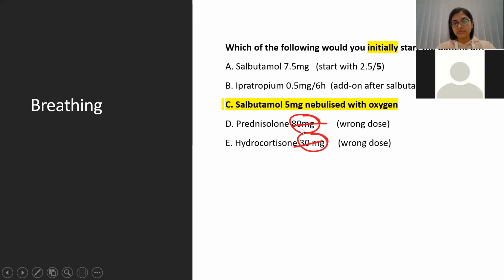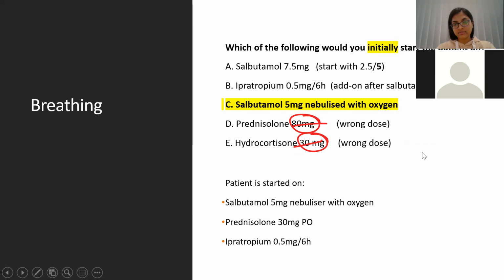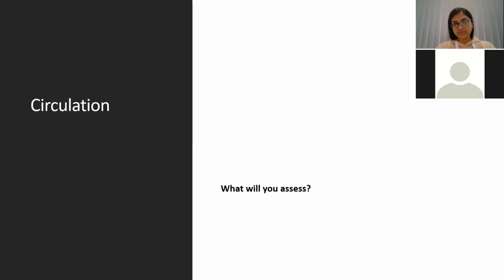Both are correct answers. The doses I gave were wrong, which is a bit tricky, so I apologize. But yeah, prednisolone, so the normal range for prednisolone would be 30 to 50 milligrams, and you give that orally. If they can't have any oral steroids, then you want to give them IV, and that's when you consider hydrocortisone. So as per your recommendations, the patient is started on salbutamol 5 milligram nebulized with oxygen, prednisolone, and ipratropium. But you've only reached B, so let's keep on moving on.